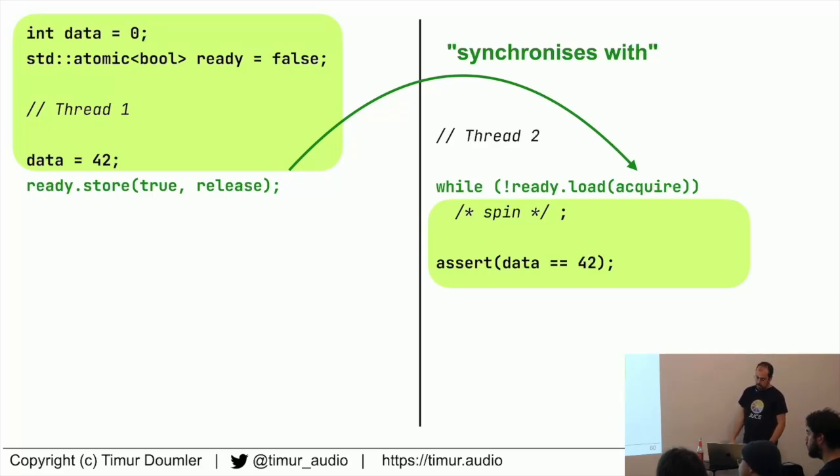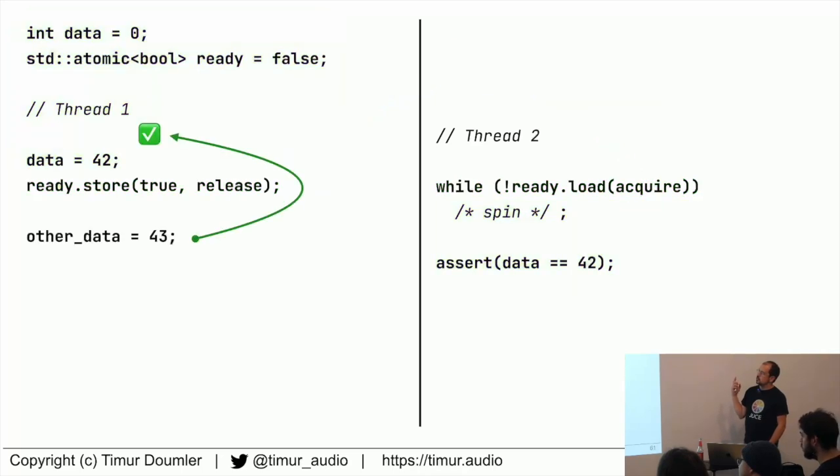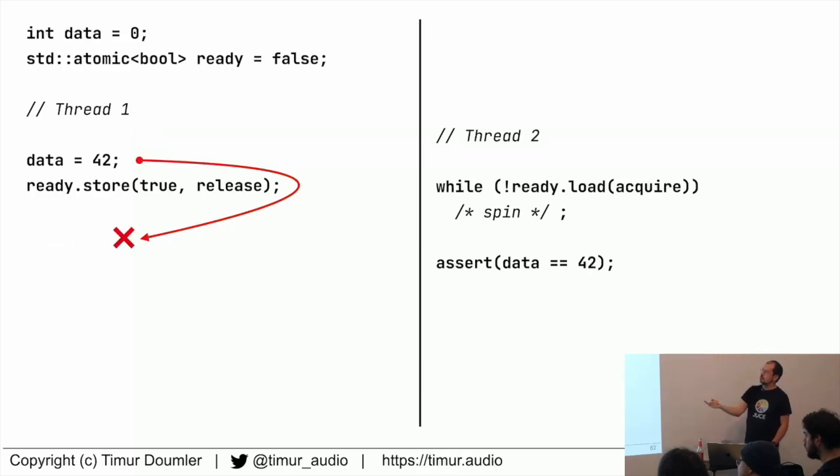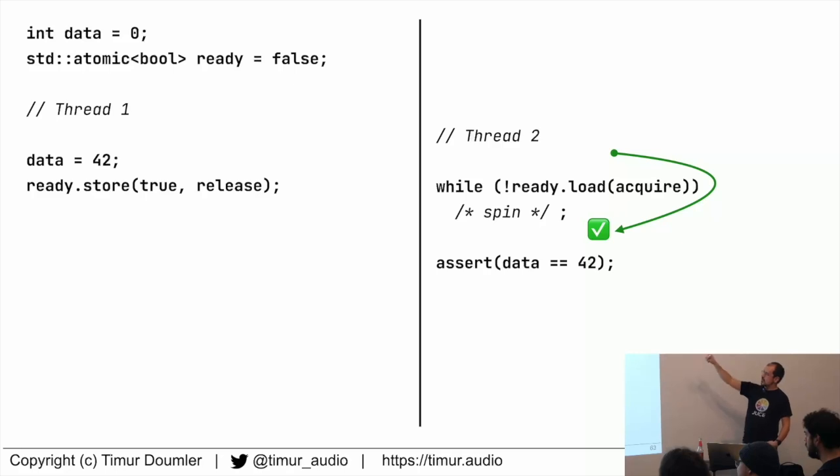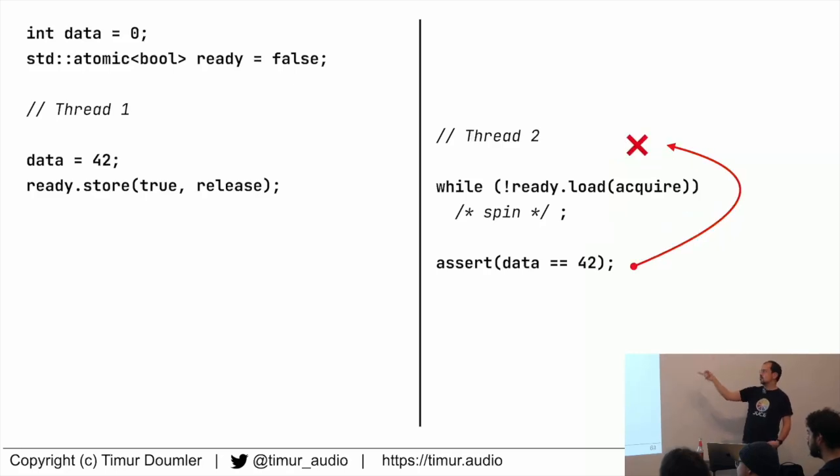So what this means is that if you have some other operation after the store, it might be reordered upwards, that's fine, but you can't order this down. So this acts kind of like an optimization barrier, both for the compiler but also for the hardware. So that data equals 42 is guaranteed to be observed before the store on all other threads. And on the other side, you have the symmetric situation. Nothing can move down, but this could move up.